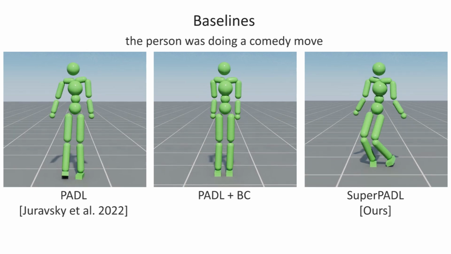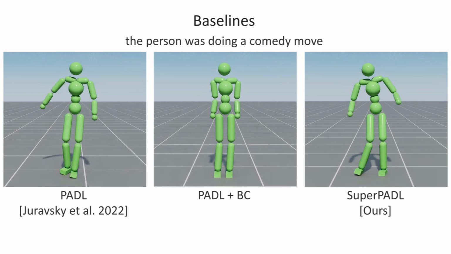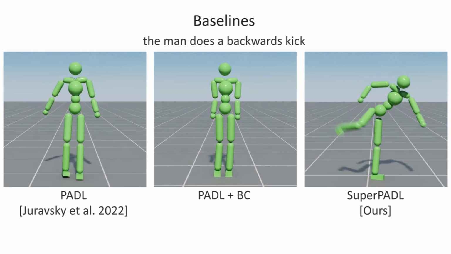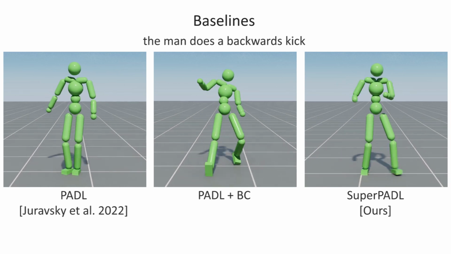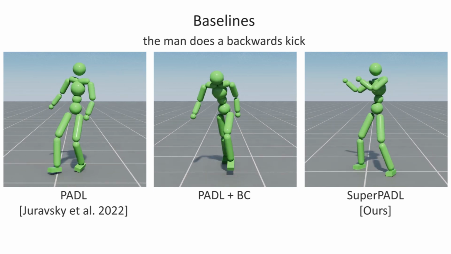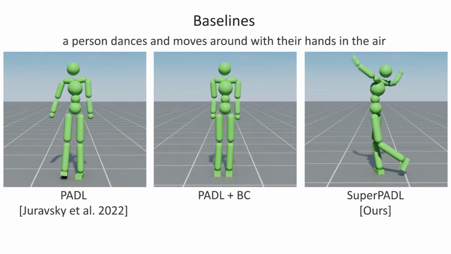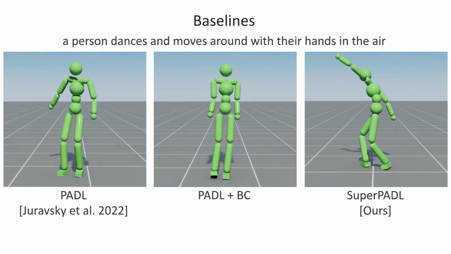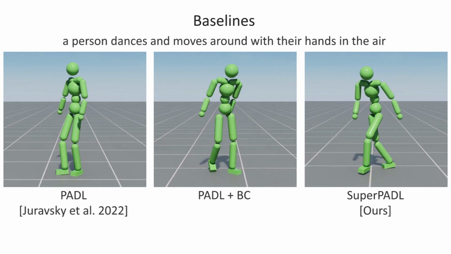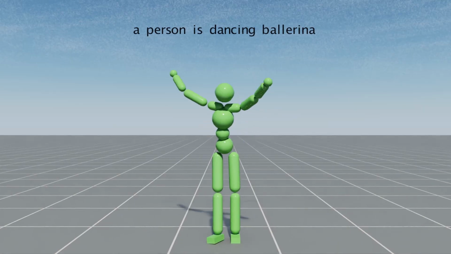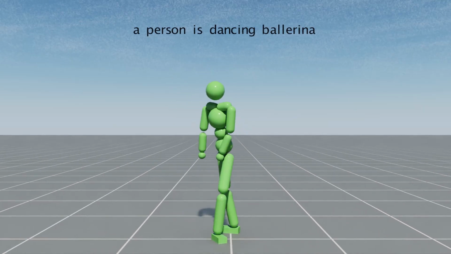We compare our global controller to 2 reinforcement learning baselines, directly applying PADL to our full dataset and applying the same PADL plus behavior cloning approach as our group controllers. Both baselines struggle at this scale and are unable to generate motions with the same quality as SuperPADL. Our global controller still has limitations.